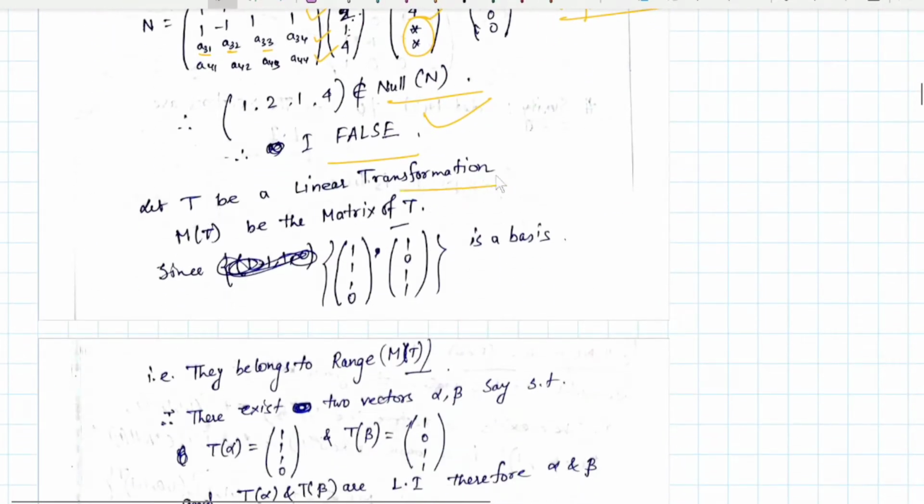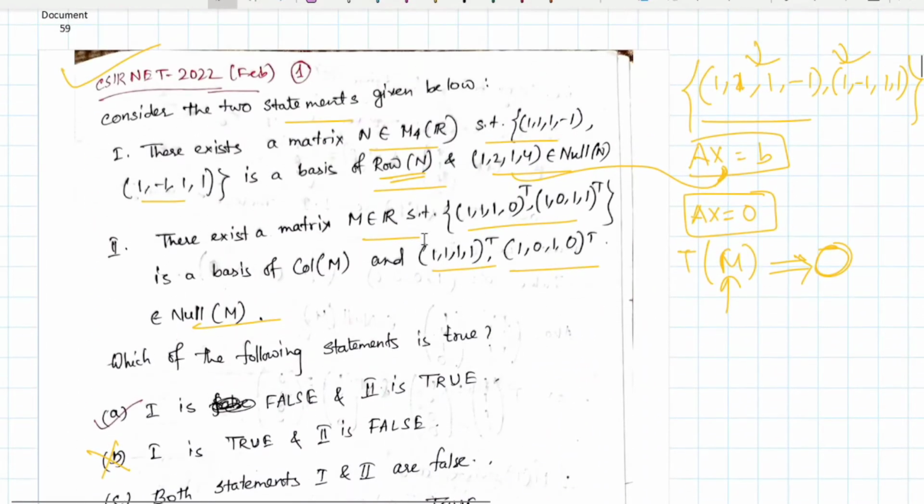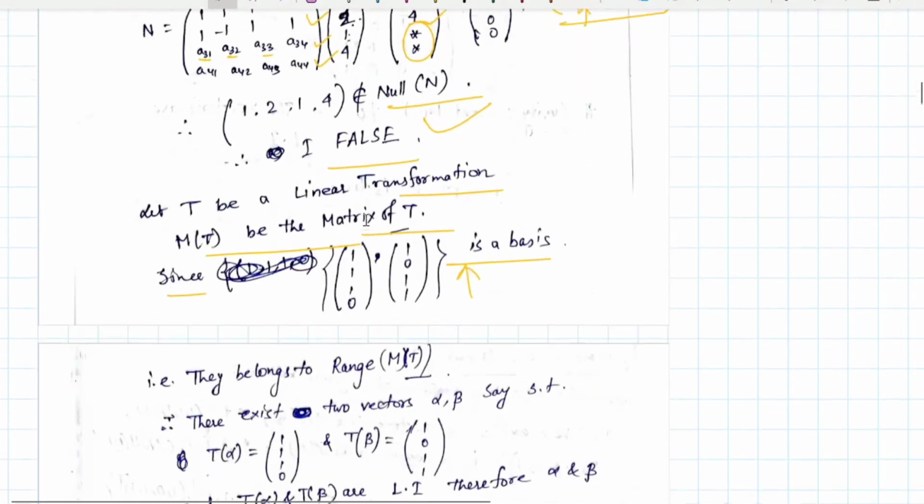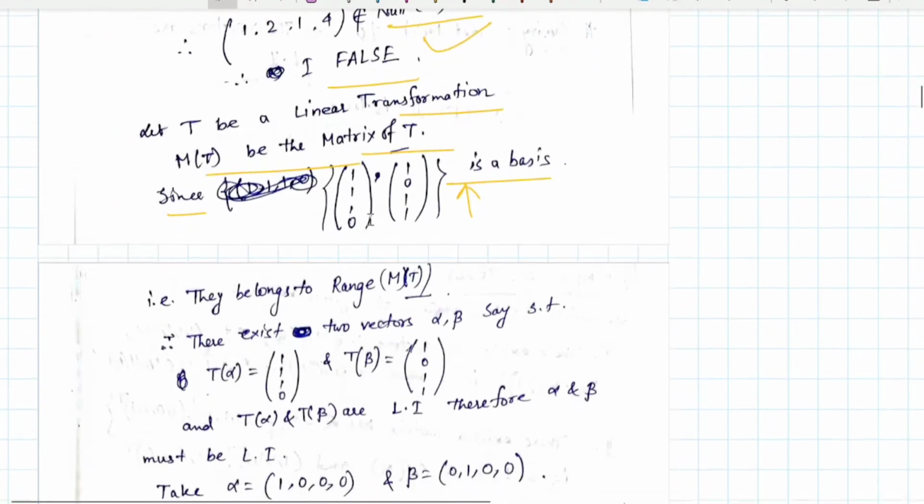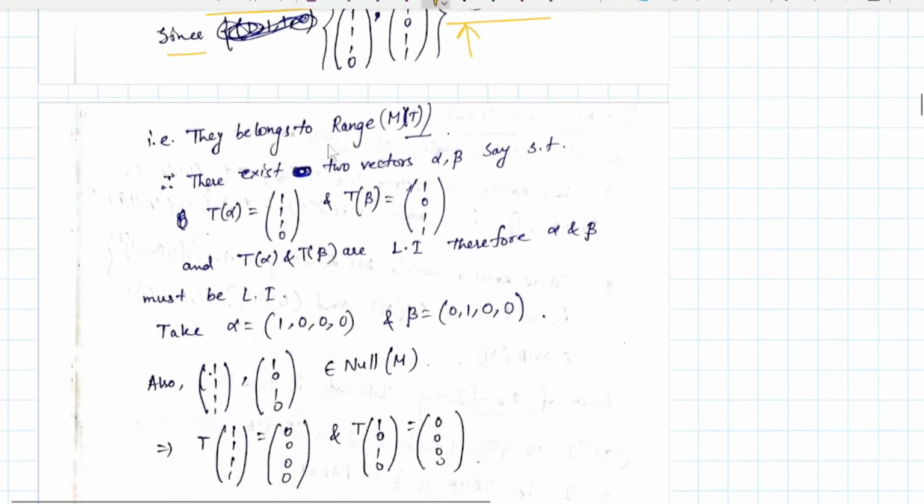Let T be the linear transformation, and M_T is the matrix of T. Since these two vectors form a basis, as given in the second statement, (1, 1, 1, 1) and (1, 0, 1, 0), and these are column vectors, as shown by the transpose, this is a basis of the column space of M. That means they are linearly independent, obviously, so they belong to the range space of M_T. Since these are the column vectors, the vectors must belong to the range space of the matrix of the linear transformation T.